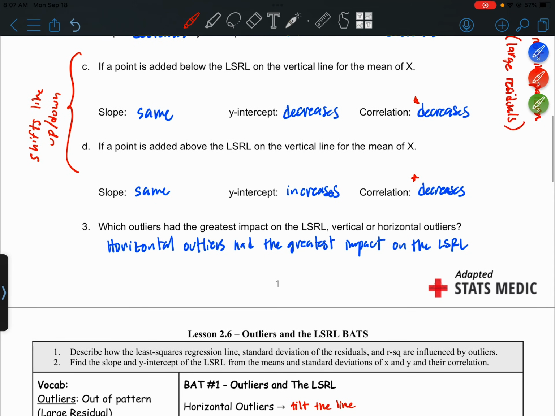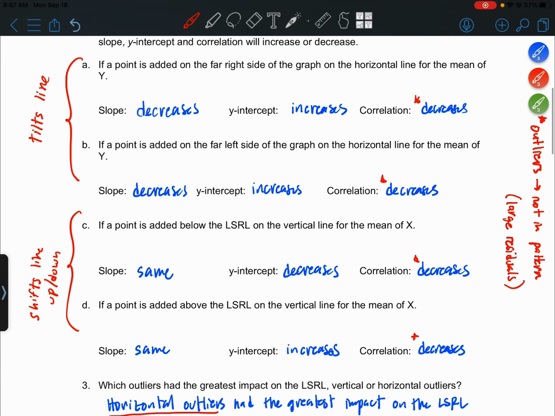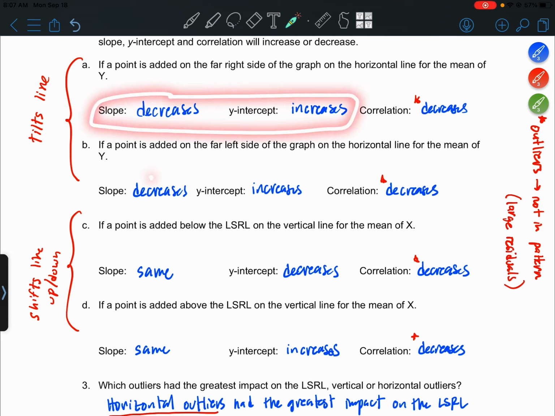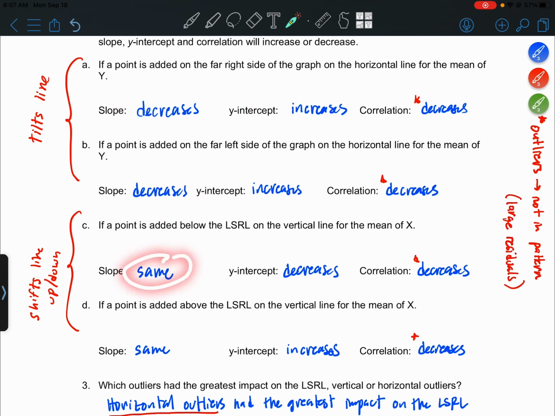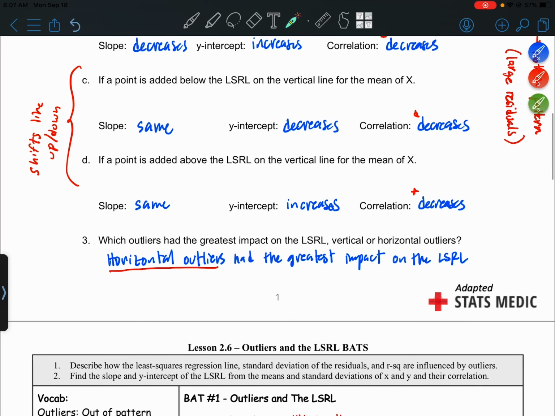All right, the last question in this activity had you think about which type of outliers have the greatest impact: the horizontal ones, which would have been points A and B, or the vertical ones, which would have been points C and D. It turns out that the horizontal ones have more of an impact because they change both the slope and the intercept. So both of these values changed, whereas with C and D, the slope stayed the same. So more aspects of the line are changing when the outlier is in the horizontal direction.